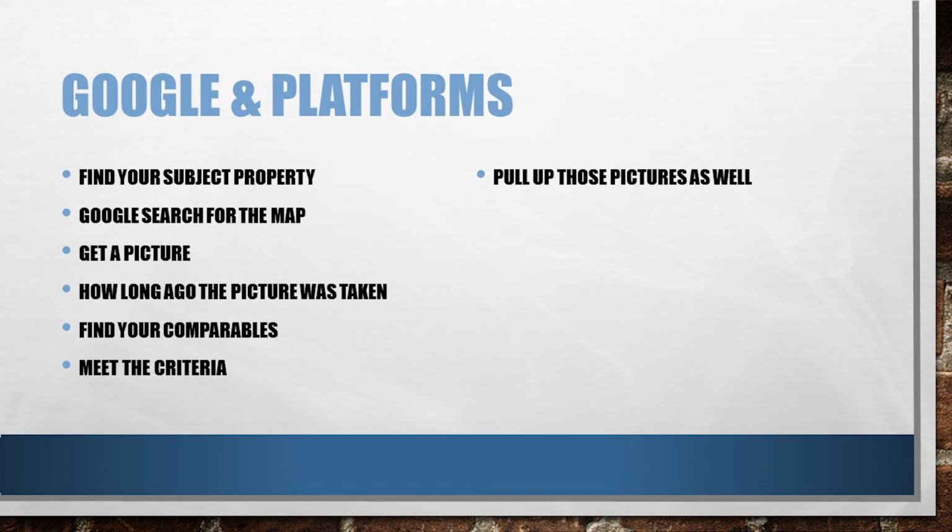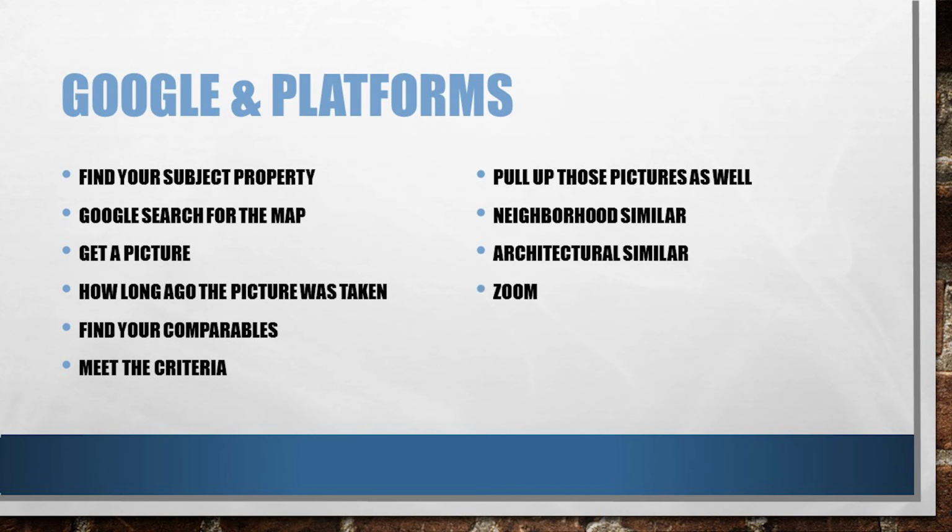Because what we're looking for there is, are the neighborhoods similar? They should be within a half mile, so they should be. But is the architecture similar? Is the style of the property similar? You can zoom down on it from the top view. You can go to OpenStreetMap. You can zoom down on it. You can see the size of the lot, those kinds of things. That's kind of an important aspect of all this.